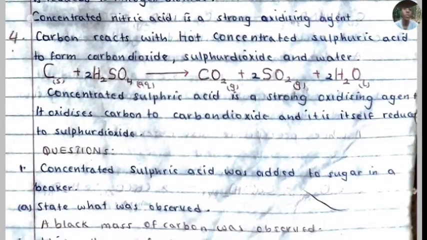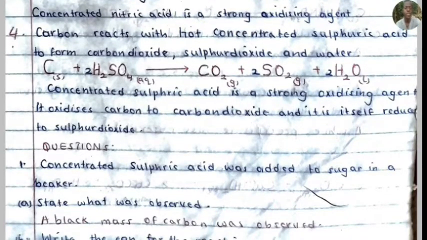Also, when carbon reacts with sulfuric acid, it forms carbon dioxide plus sulfur dioxide plus water, as you can see from the equation. The conditions for these two reactions, for nitric acid and sulfuric acid, are that the acids must be concentrated and they must be hot. There are two conditions which must be available for these reactions to occur.